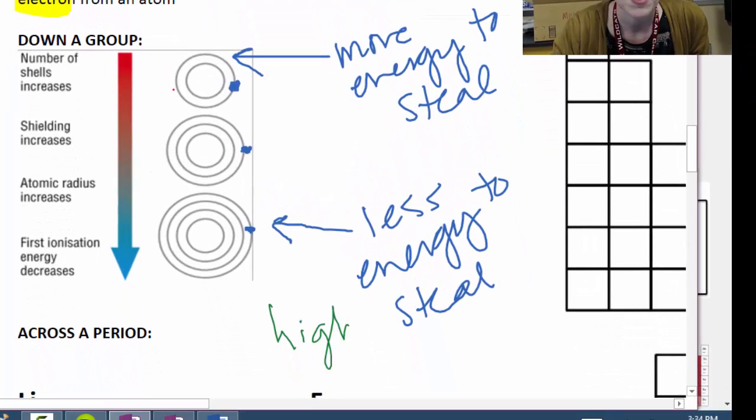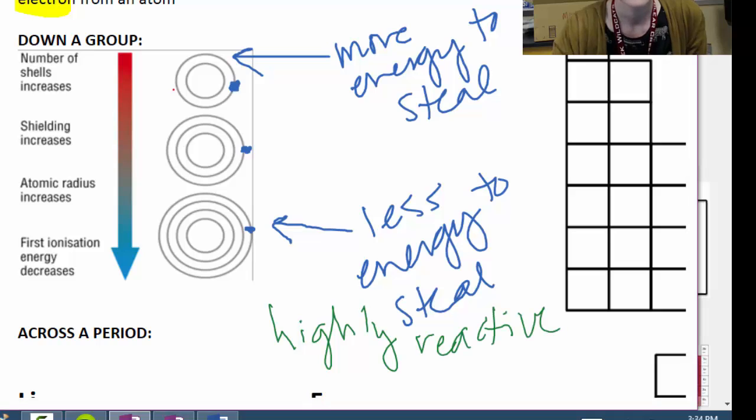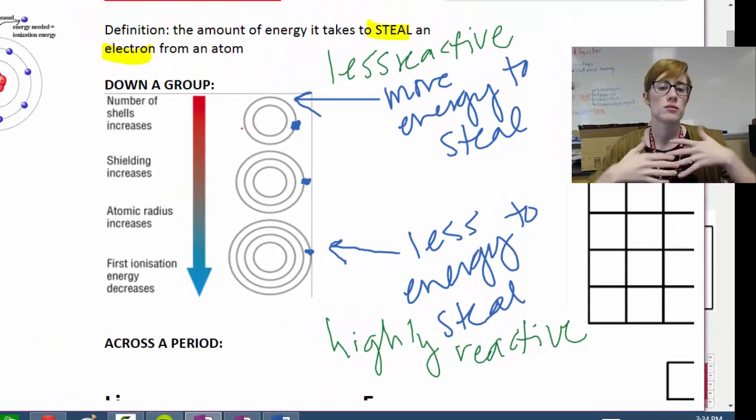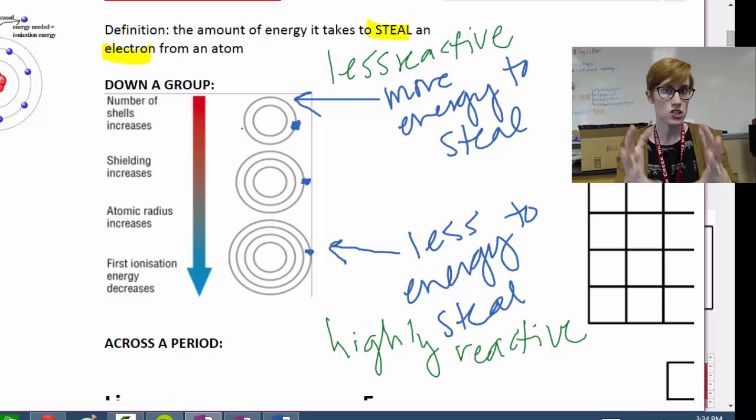So elements lower on the periodic table are more reactive than elements at the top of the periodic table. They are less reactive because they keep their electrons close. They have a tighter bond with them, so they don't let them go away. Remember, reactions happen because things steal or lose electrons.